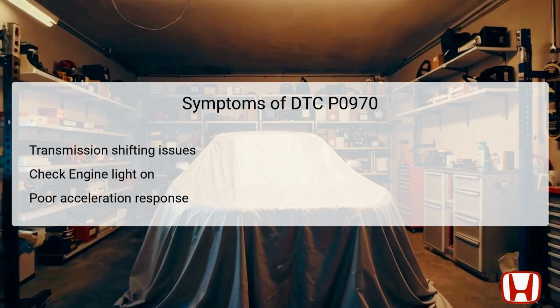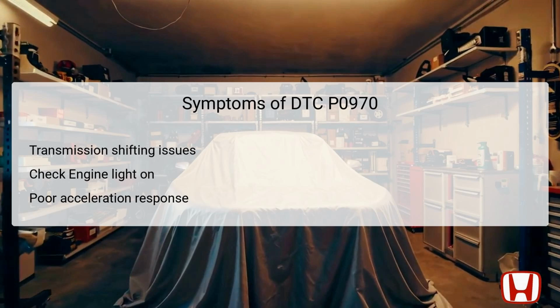When DTC P0970 is triggered, various symptoms may manifest in the vehicle's performance. One common symptom is irregular shifting patterns, which can lead to a frustrating driving experience, as the transmission may struggle to find the correct gear. Additionally, drivers often report the check engine light being illuminated on the dashboard, indicating the need for further diagnostic work.